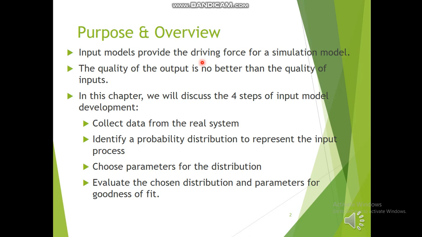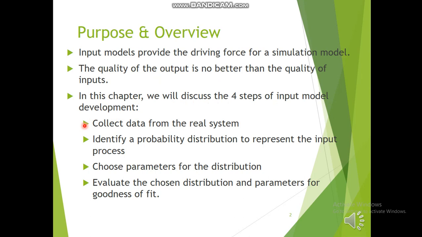So what it means here is, if the quality of the input is good, then the output quality also will be good. In this chapter we discuss the four steps of input model development. The first step is to collect the data from the real system. So if the data is available and it is real world data, then you collect the data directly from the real system, or else you may have to generate the data.